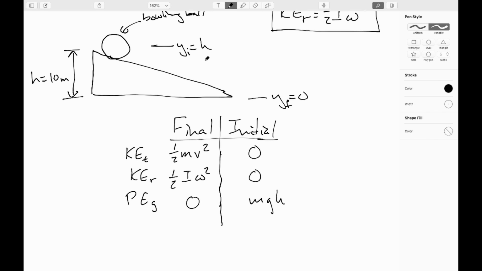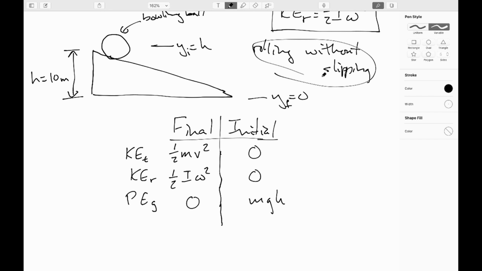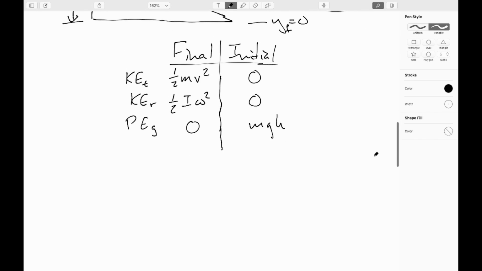Okay, now if the ball is rolling without slipping, which is what you usually assume if something's going down a ramp, it turns out that we can relate the angular velocity of the ball to its translational velocity. So if it's moving to the right with velocity v, in order for it to roll around, if you think about it, if you're not slipping, this exact spot right here has to be instantaneously stationary.